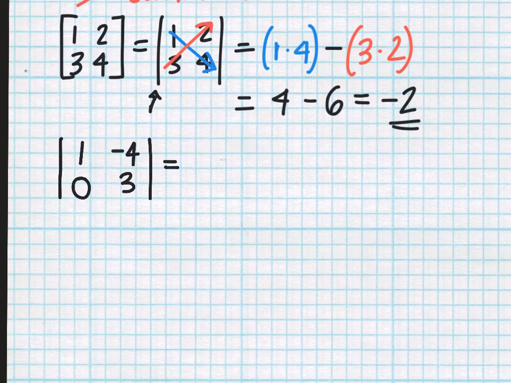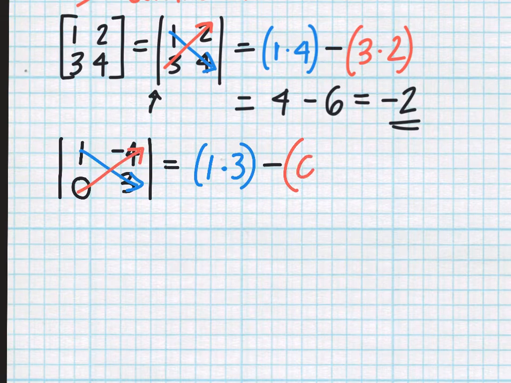So same process, 1 times 3 minus 0 times negative 4. Okay, 1 times 3 is 3 minus 0. So the determinant for this one is just plain old 3.